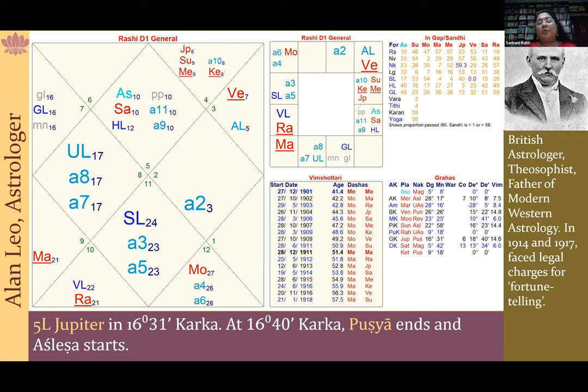Now, what happened to Alan Leo was that he was actually imprisoned twice, in 1914 and 1917. Not imprisoned, but the British government at the time filed a case against him, and he faced severe charges because of fortune telling. In those days, fortune telling was a very serious crime. So because of fortune telling, he had two very, very disturbing legal cases where he actually had to go to court. There were trials, and all this affected him so much that eventually he died within a few months of the second litigation. So there were a lot of problems that he did face in life.